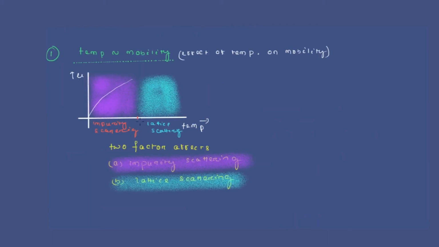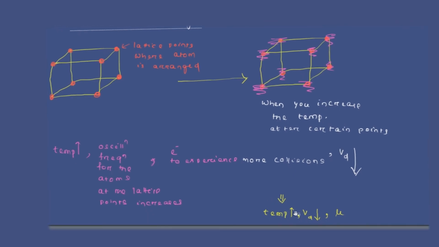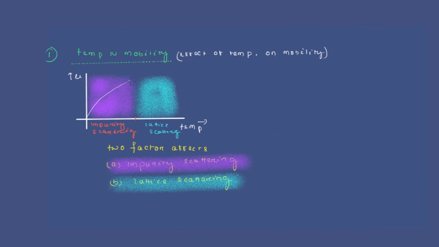ये वाला पॉइंट के बाद, ठीक है, दैट सर्टन पॉइंट मतलब इस टेम्परेचर से ज़्यादा. इफ आई एम इंक्रीजिंग द टेम्परेचर आफ्टर सर्टन पॉइंट, ड्रिफ्ट वेलोसिटी वैल्यू डिक्रीज होती है, ड्यू टू दिस मोबिलिटी इज ऑल्सो डिक्रीज. तो यहाँ पे क्या हो जाएगा पता है? यहाँ पे आपका मोबिलिटी ऐसे डिक्रीज हो जाएगा.